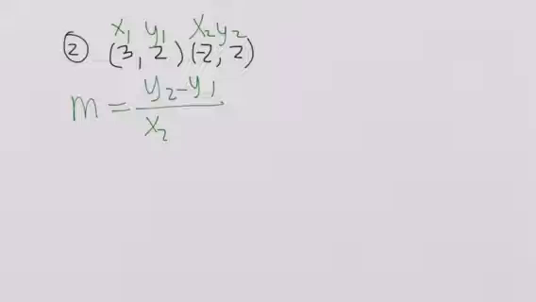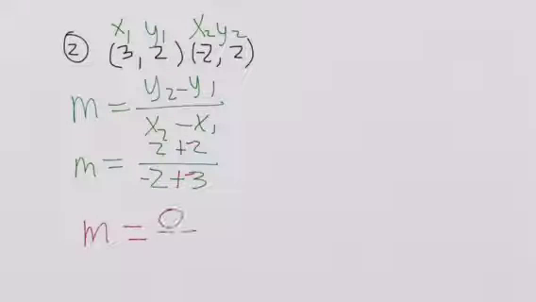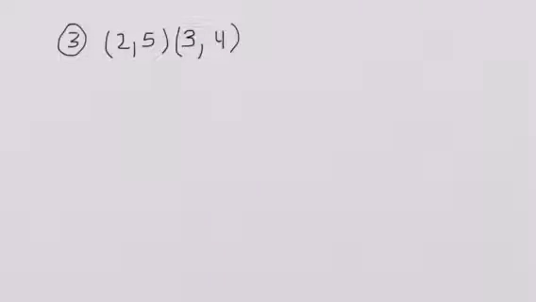All right, let's do another one. x1, y1, x2, y2. The slope is m equals y2 minus y1 over x2 minus x1. Slope is equal to 2 minus 2 over negative 2 minus 3. We're going to add a line and change the sign, add a line and change the sign. So now we have m is equal to 0 over negative 5. So this is a 0 slope.